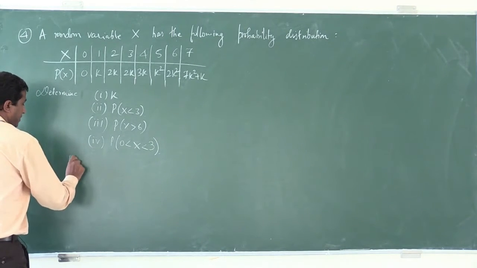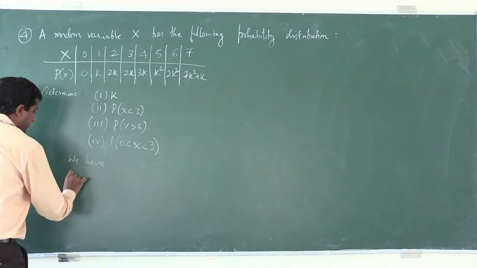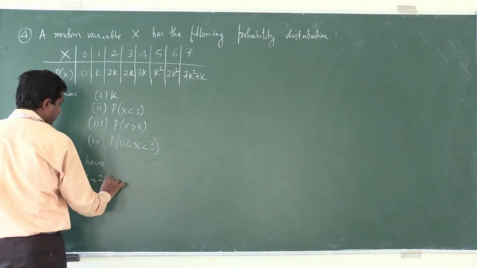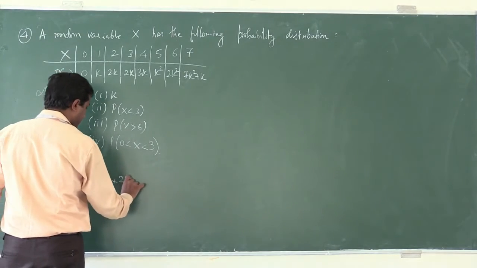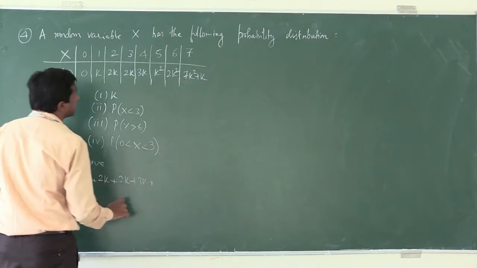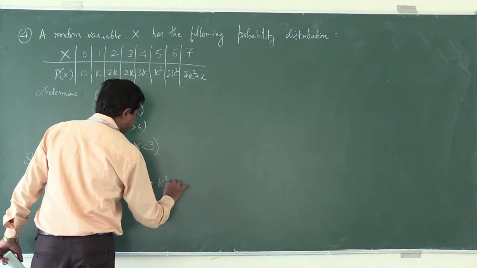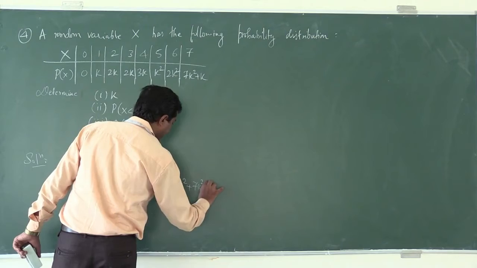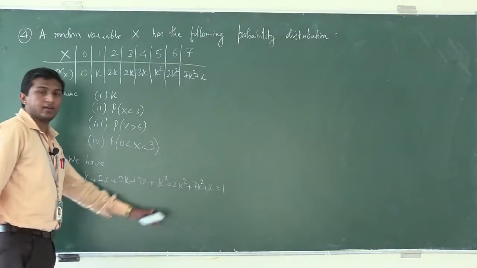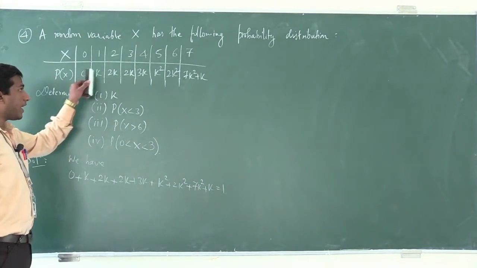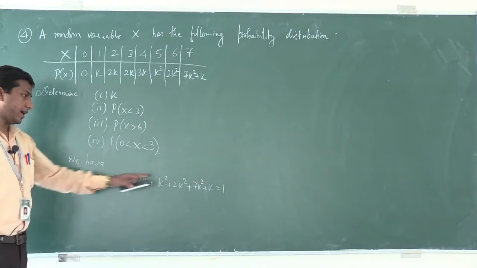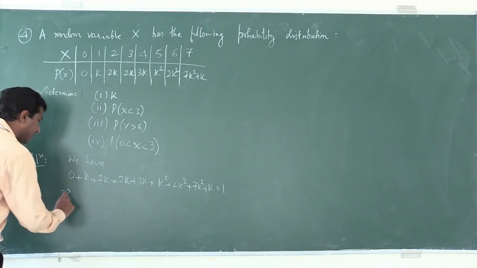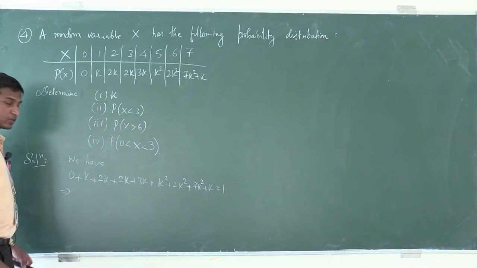Okay, we have 0 plus K plus 2K plus 2K plus 3K plus K square plus 2K square plus 7K square plus K equals 1. So adding all the probabilities, we have to get it as equal to 1. Now we will add the LHS of this equation.